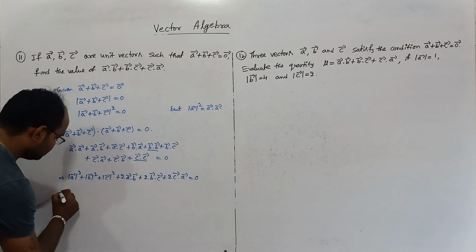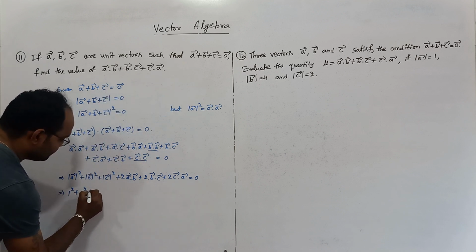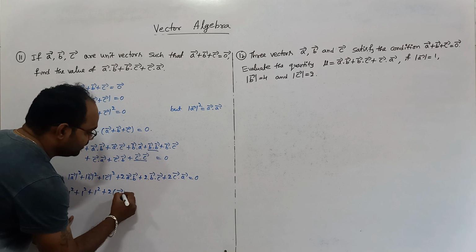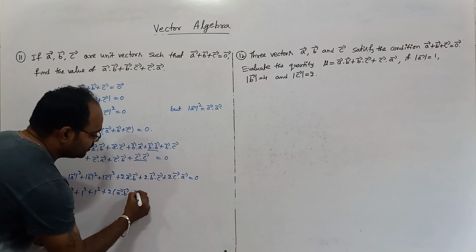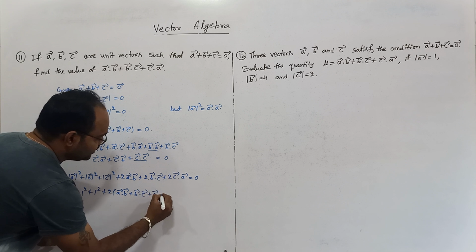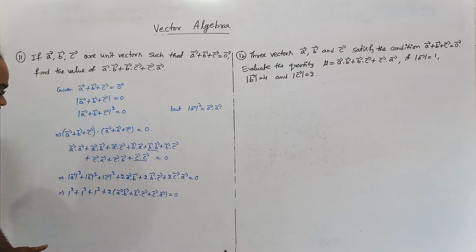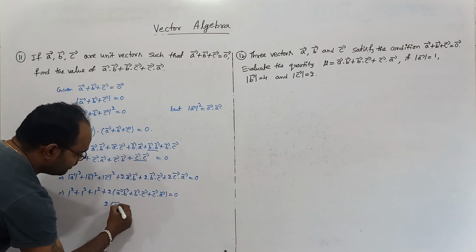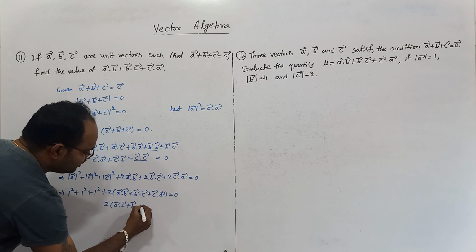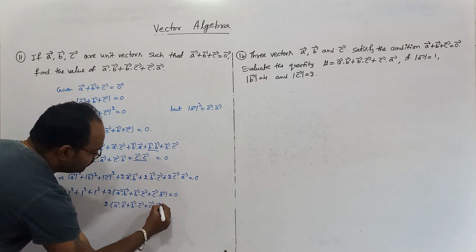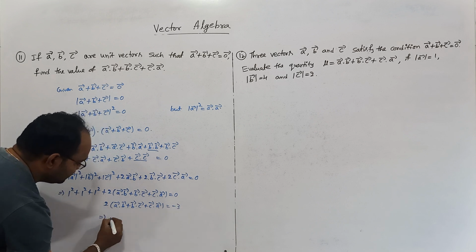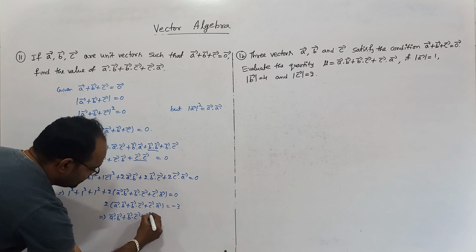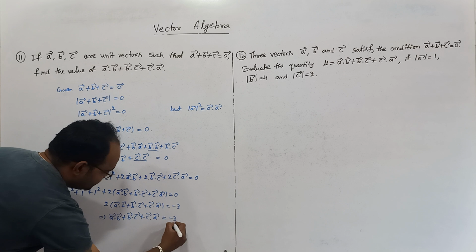so therefore ಇದು 1 ಆಯಿತು. 1 square plus 1 square plus 1 square, all these will be equal to 1. 2 ಕಾಮನ್ ತೆಗೆಯೋಣ, A dot B plus B dot C plus C dot A is equal to 0. So 1 plus 1 plus 1 is 3, right side go minus 3 ಆಯಿತು. 2 times A dot B plus B dot C plus C dot A is equal to minus 3, ಅಥವಾ A dot B plus B dot C plus C dot A, this value will be minus 3 by 2.